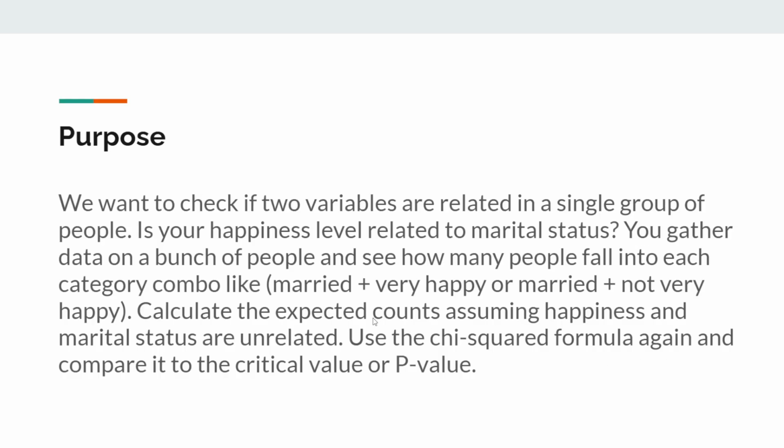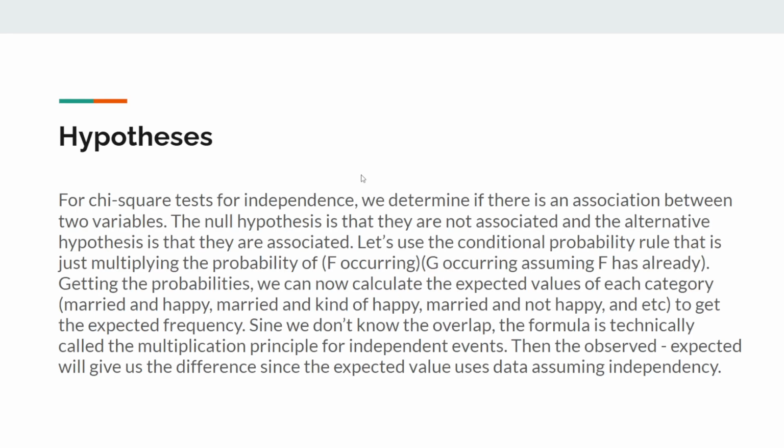But people fall into categories like married plus very happy or married plus not very happy. So they test both, and calculate the expected counts, assuming happiness and marital status are unrelated. That's the null hypothesis because you're assuming that. Use the chi-squared formula and compare it to the critical value or p-value.